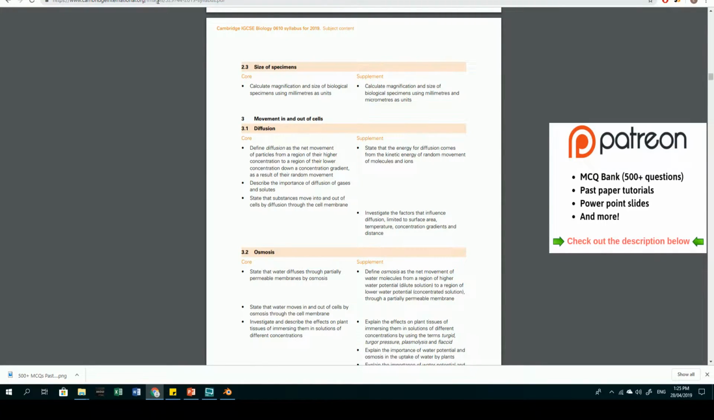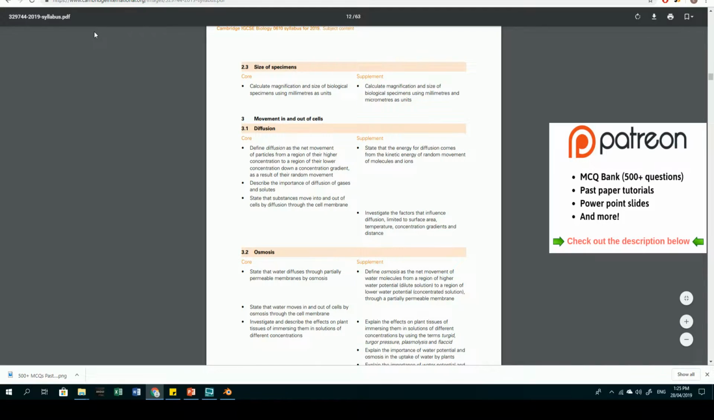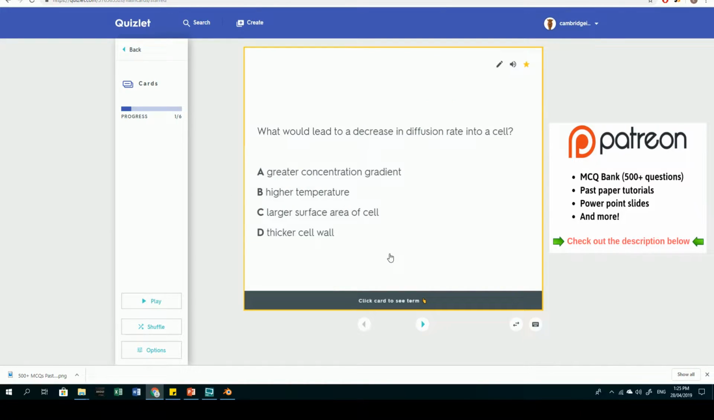Today we're going to be going through some multi-choice questions on movement in and out of cells, which is the third topic of the IGCSE Biology syllabus. I'm going to be going through six multi-choice questions with you guys today.